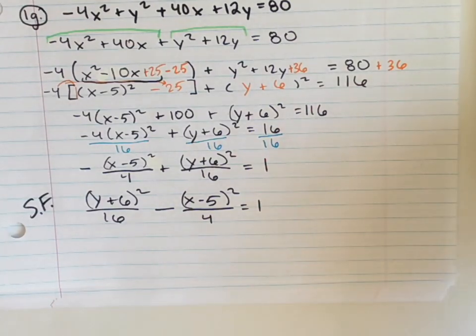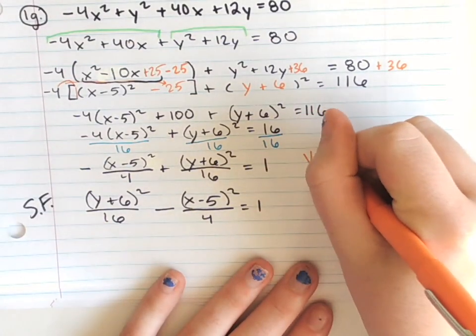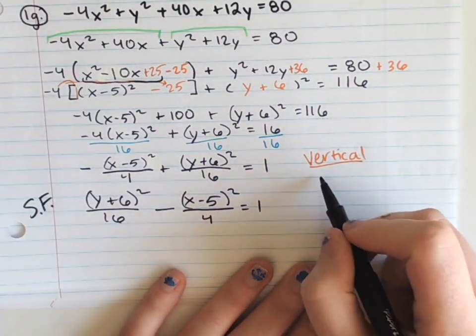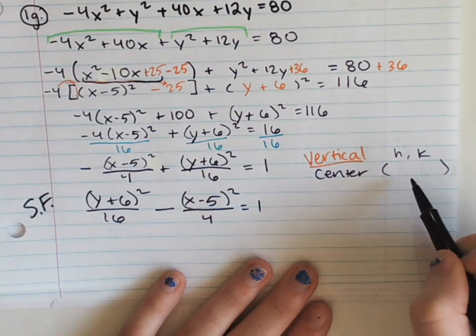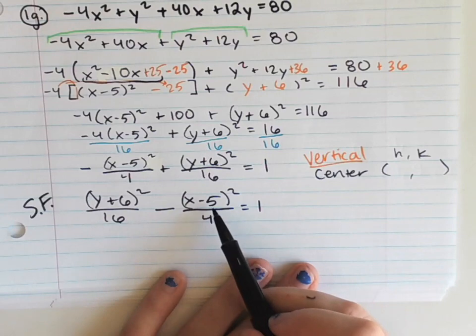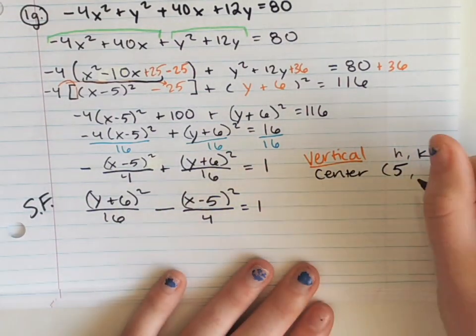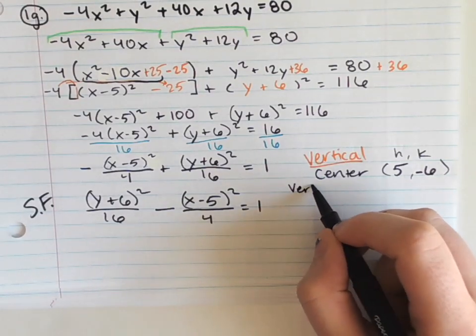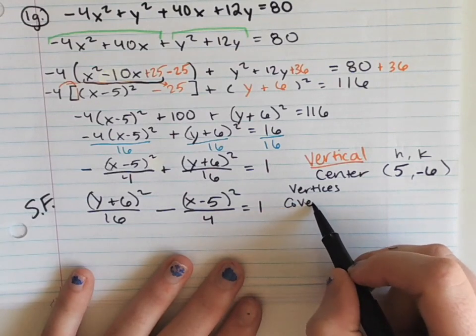First step, is it horizontal or vertical? Well, the y is listed first, so it's going to be vertical. Our center, remember it's h comma k, so the h value is with the x, which is this. So we're going to change it and make it 5. The k is with y, so we're going to make that -6 as our center. Now let's do vertices and co-vertices.